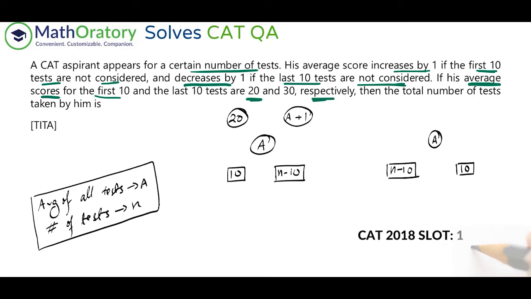But in this case, this n minus 10 will have an average of A minus 1, right? Because that is what the question tells us, that the average reduces by 1 once we don't consider the last 10 tests. And the last 10 tests, that is also given here. The last 10 tests have 30 as the average, right? So this last 10 tests should correspond to an average of 30. So this is what we have. So these are the two allegation charts here.